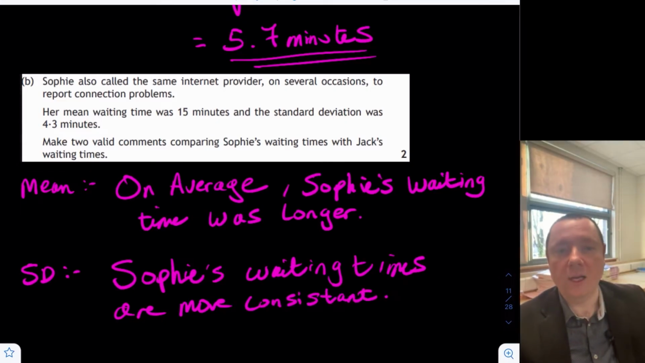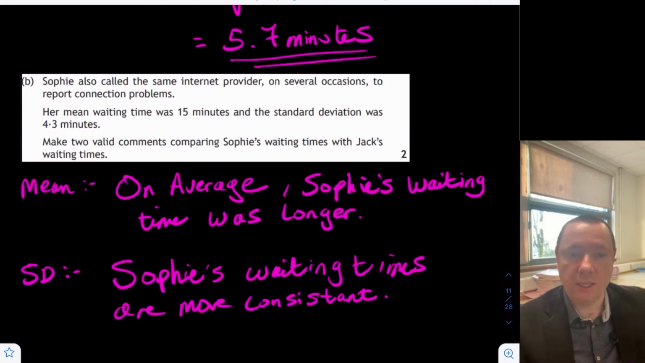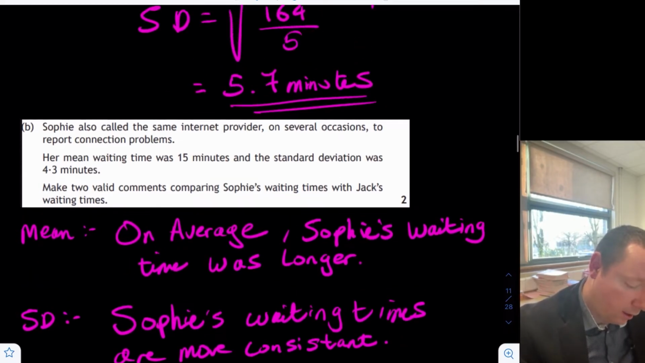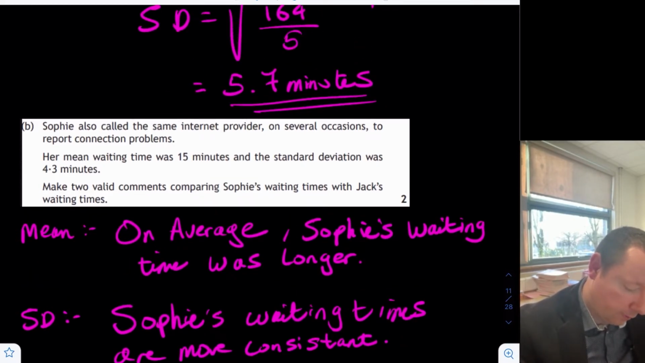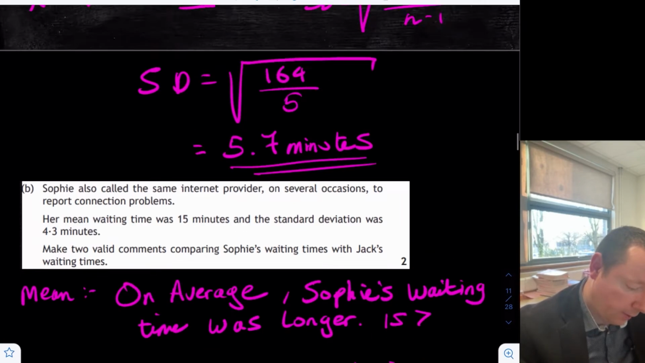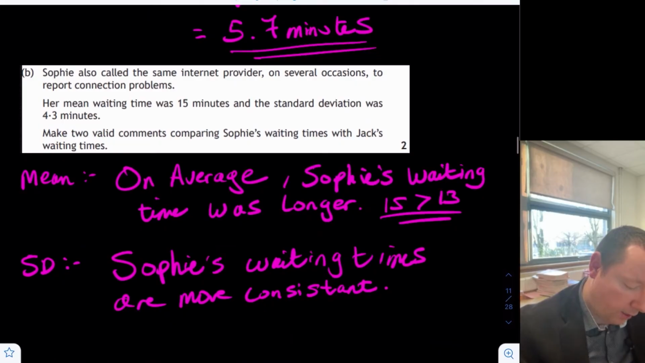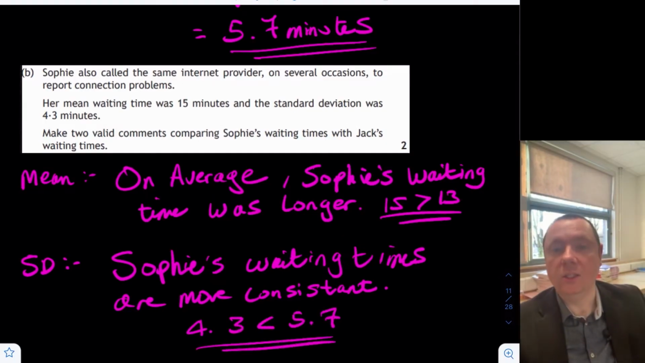Now, on both of them, I've not actually referred back to the numbers. It used to be that you had to do that, but now SQA have recently not been saying you have to. But just to be on the safe side: on average, Sophie's waiting time was longer because 15 is bigger than 13. And Sophie's waiting times are more consistent because 4.3 is less than 5.7.